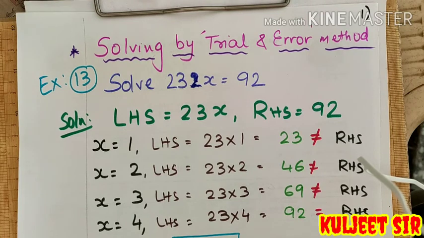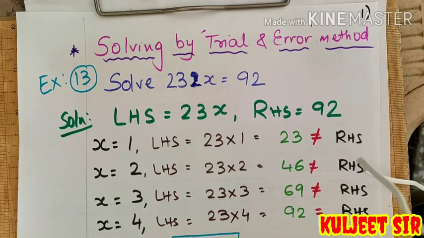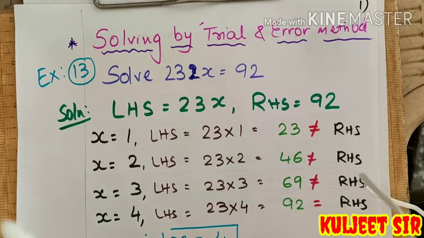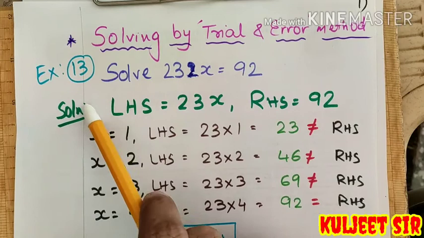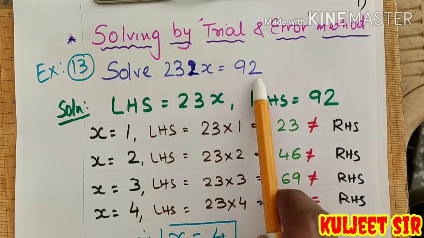We are on page number 117, the left hand side. The first method which they have given us is solving by trial and error method. Now what is in this method? We have to evaluate the expressions of both the sides of the equal to, that is the left hand side and the right hand side, for different values of the variable until we get a value which satisfies the equation. For reference, I have taken example number 13 of the textbook. You can have a look. Solve 23x is equal to 92.